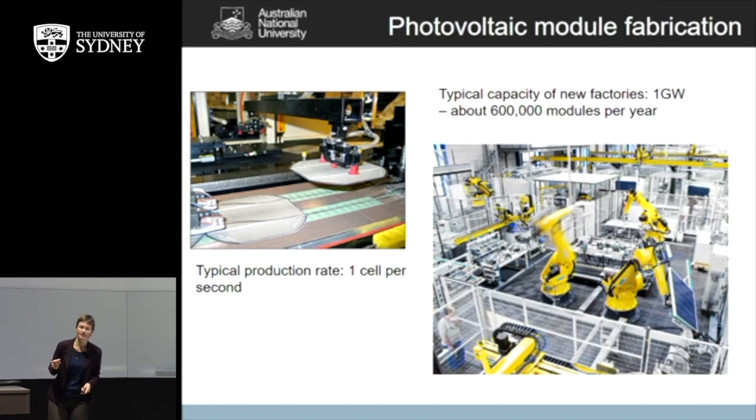So this is pretty challenging for those of us in research, because anything that we want to do to improve that cell has to be compatible with making those cells at 1 cell per second. So it's very challenging. And then the factories themselves will be producing maybe a gigawatt of power over a year. You'd have typically a number of production lines. The whole factory would be about half a kilometre long. So very big business, putting out around 600,000 modules per year.